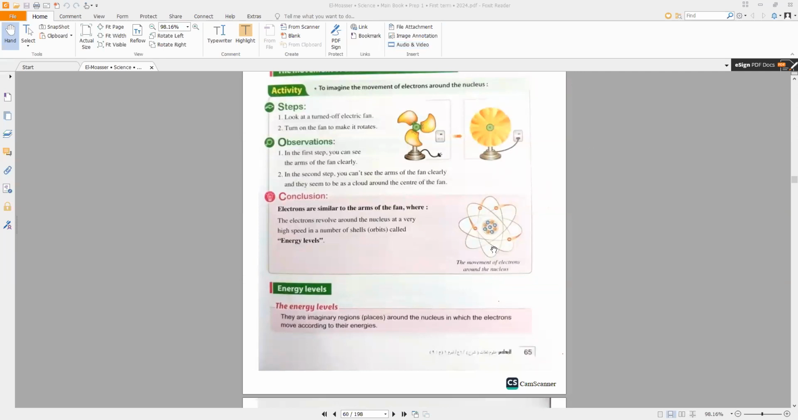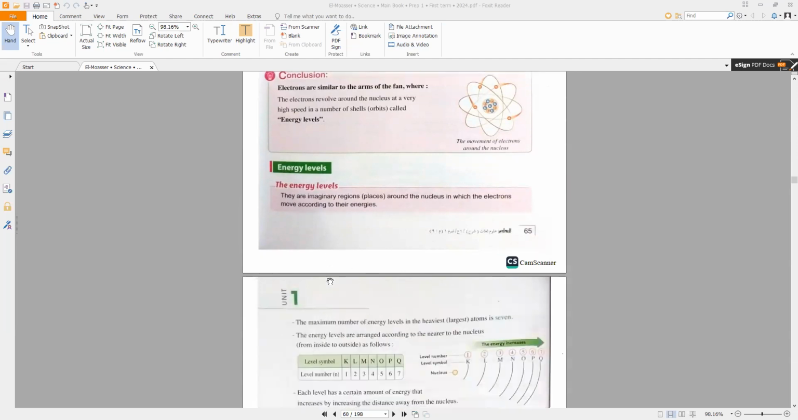So what is the meaning of energy levels? The energy levels are imaginary regions or places, not existing as something real, around the nucleus in which the electrons revolve or move according to their energy.